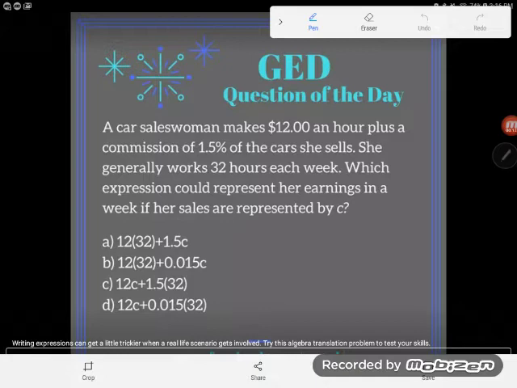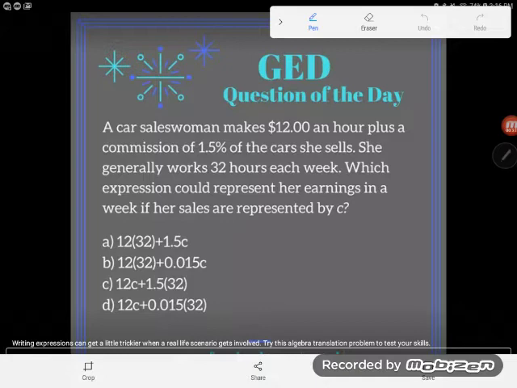So it says a car saleswoman makes $12 an hour plus a commission of 1.5% of the cars she sells. She generally works 32 hours each week. Which expression could represent her earnings in a week if her sales are represented by C?